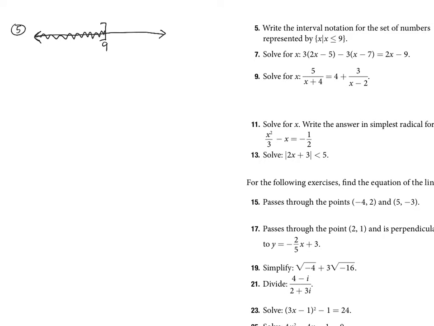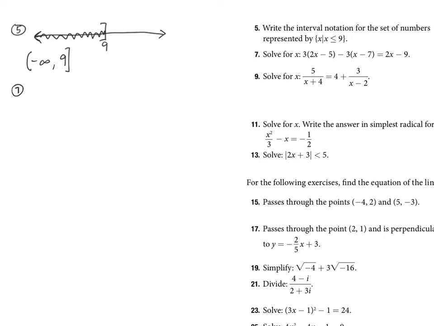Your interval notation is left to right. The leftmost value, since it goes forever to the left, is negative infinity. The rightmost value is 9. Infinity and negative infinity always get a parentheses. 9 gets a square bracket. So there is your interval notation for number 5. Since we have more space, let's just go ahead and do number 7.